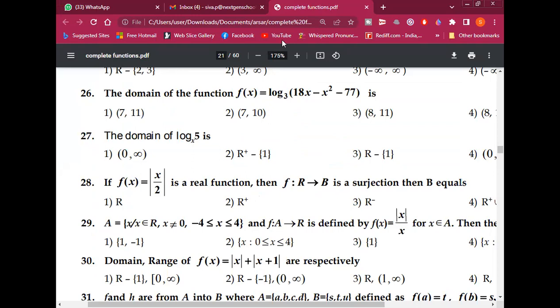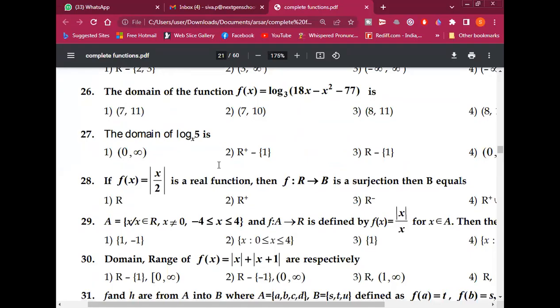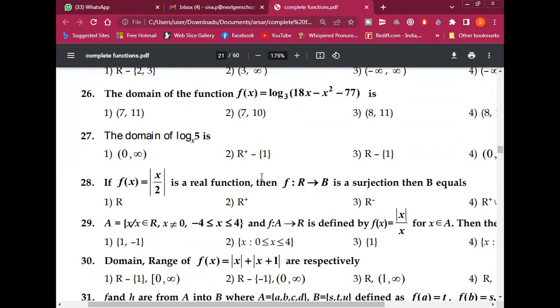And 7 and 7, 11. First says option. 7 and 11. Yes, first option. 7 and 11. Yeah. We will do the problem number 27.